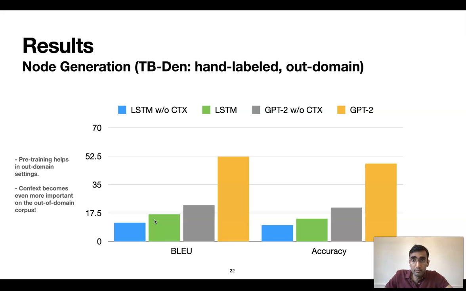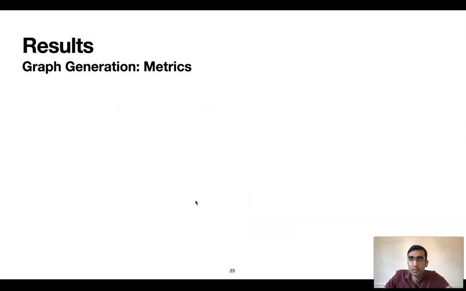On the out domain hand labeled dataset TB-Dense, we see that performance of all the systems dropped, including GPT-2. However, GPT-2 has not suffered as much as LSTM, so it shows that pre-training certainly helps in dealing with out domain settings. However, the context is now much more useful, right? Because without context, GPT-2 essentially has to use pre-training, and that leads to erroneous predictions. So the drop is much more severe without context in case of out domain corpus.